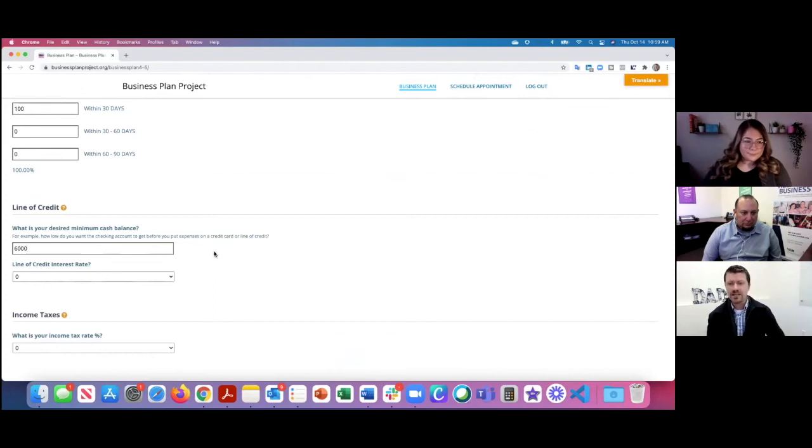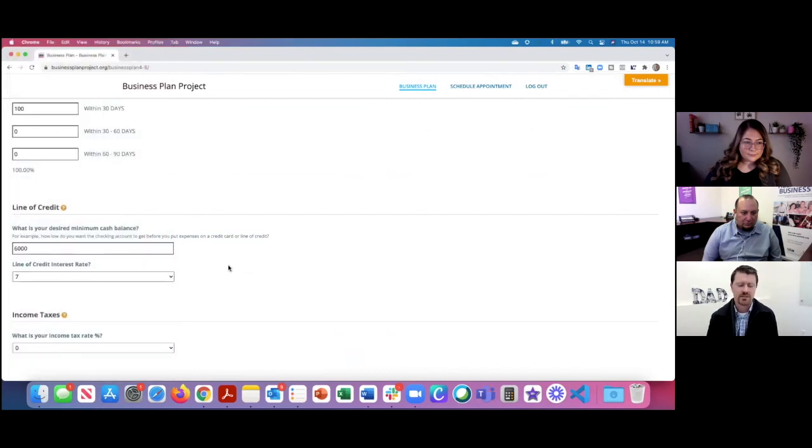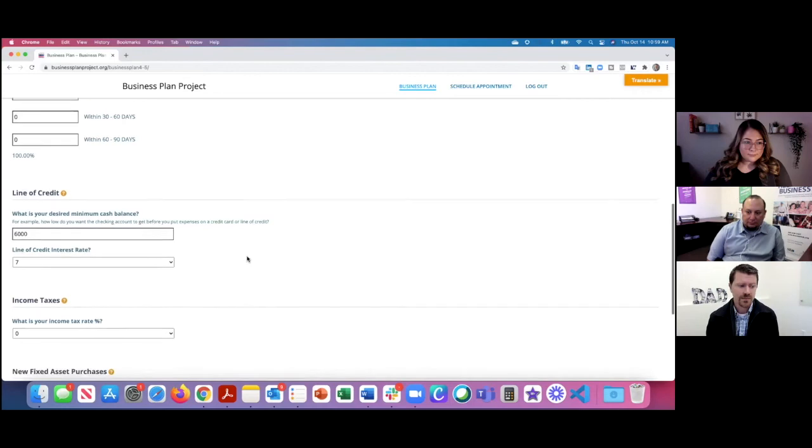Now, that's great to have a threshold of what's your minimum and all that good stuff. But if you do need to pull out that company credit card, what is your interest rate? And this is where you're going to need to talk with your banker. But I'm just going to say, I don't know, 7% for sake of example. But you want to have these conversations about lines of credit, about financing, well in advance of needing them. That's going to be key.